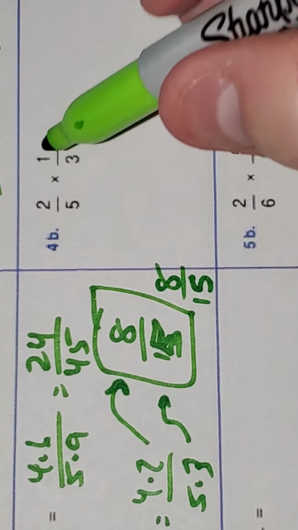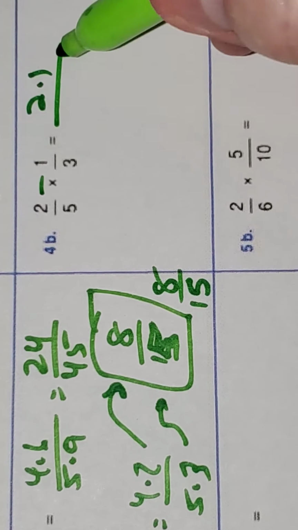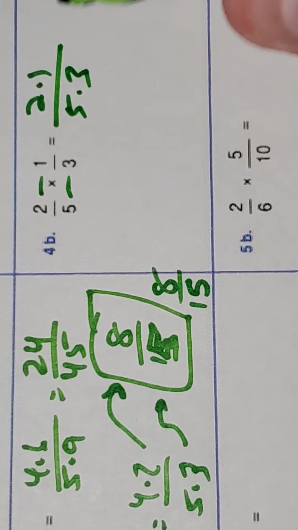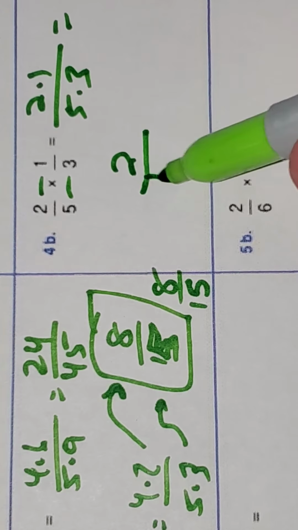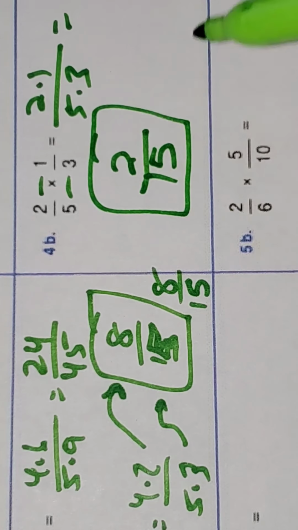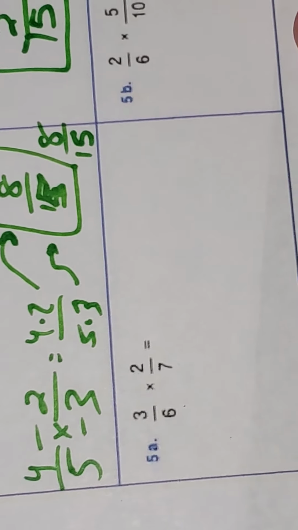On to our 4b. Nothing here reduces. Straight math. 2 times 1 over 5 times 3. 2 times 1 is 2. 5 times 3 is 15. 2 over 15 is not going to reduce. That will be your final answer.